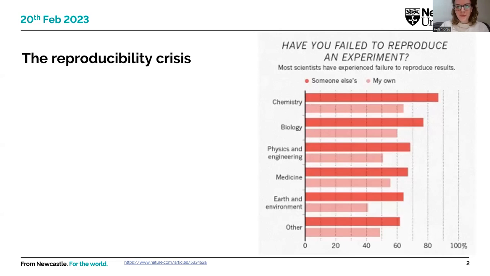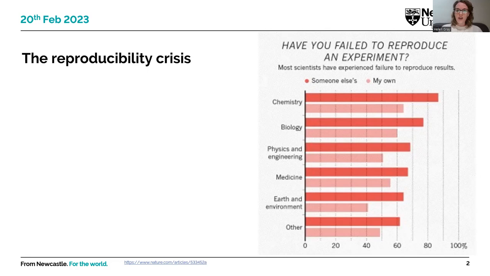So the reproducibility crisis refers to the fact that the majority of scientific findings cannot be reproduced. And this is a really scary thought. It's been known for a number of years now, but was really brought to light in this Nature survey in 2016. Nature asked 1,500 scientists whether they'd ever failed to reproduce an experiment before.